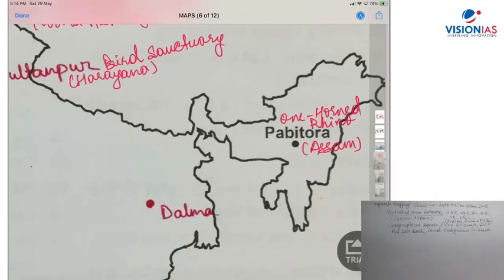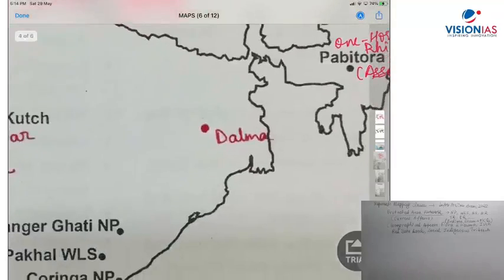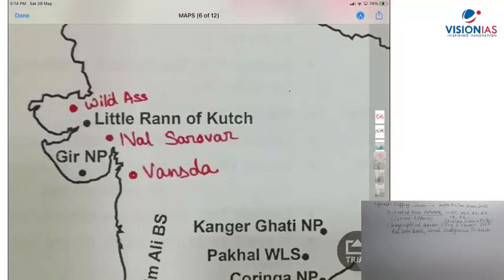Manas, Kaziranga, Pabitora, right? Like Dalma. Dalma is in the state of Jharkhand. So you have to connect with the geographical aspect. Rann of Kutch, which is famous for a very important species, which is now near threatened. I have already discussed in the classroom the categories of the IUCN Red Data Book. So the near threatened category, Indian wild ass. And for this Indian wild ass, there is a sanctuary in the Rann of Kutch, Little Rann of Kutch and all this. Gir National Park, which is a home of the Asiatic lion, right?